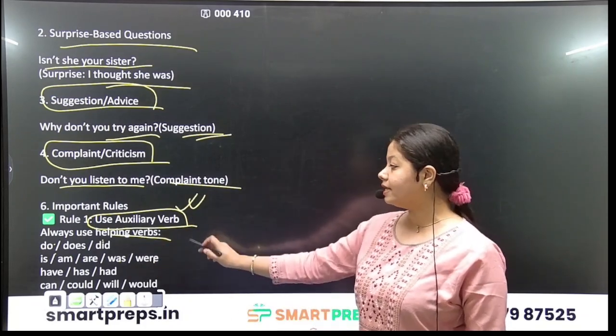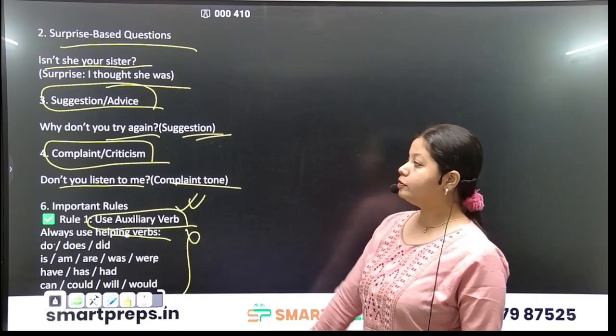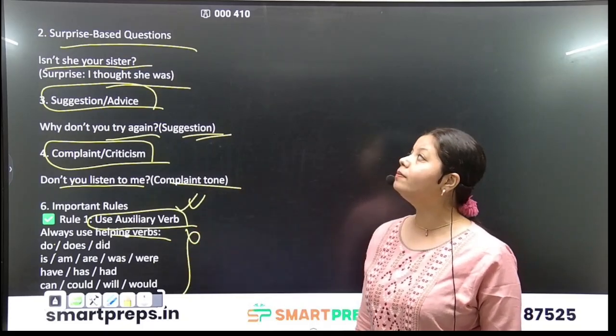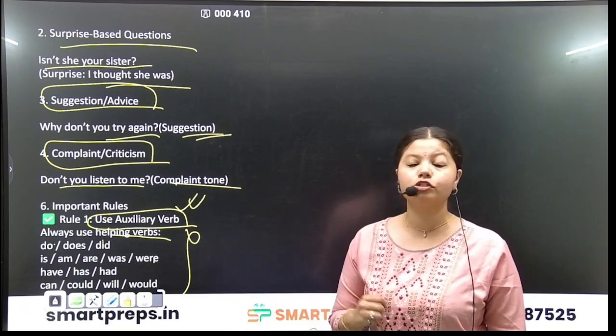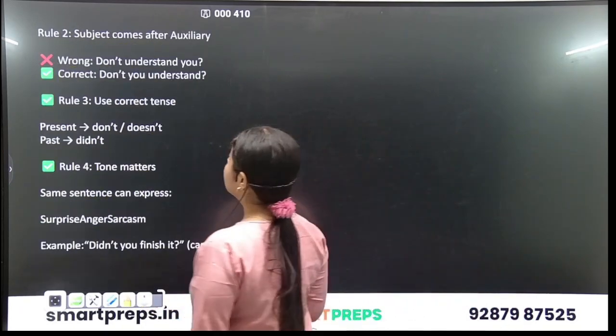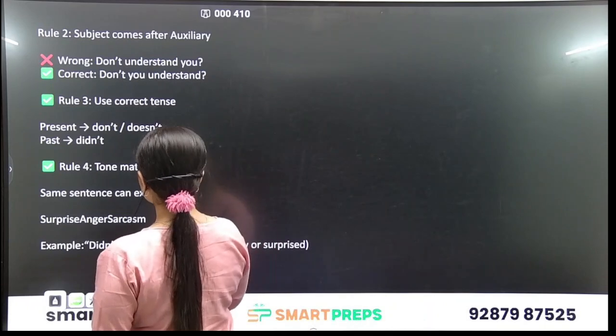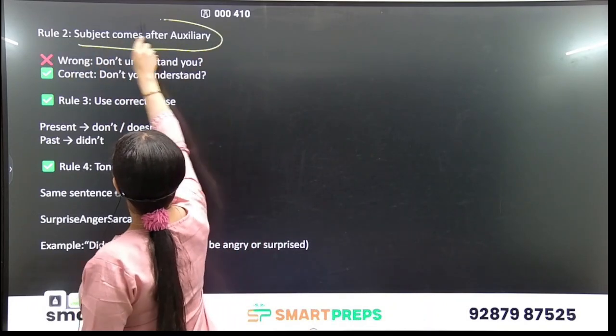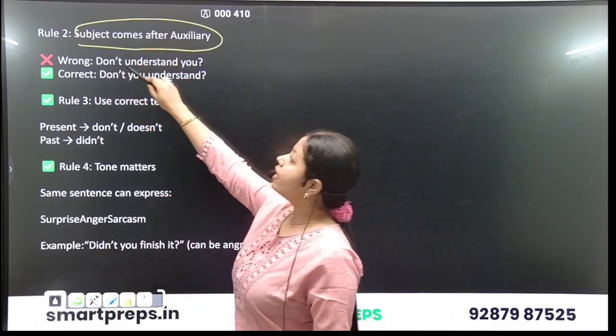So all these are the examples of all the helping verbs. Okay, this is a very important rule. Please keep in mind and always remember these helping verbs whenever we are forming the negative interrogative sentences. Okay, rule 2 is what? Rule 2 is subject comes after the auxiliary.